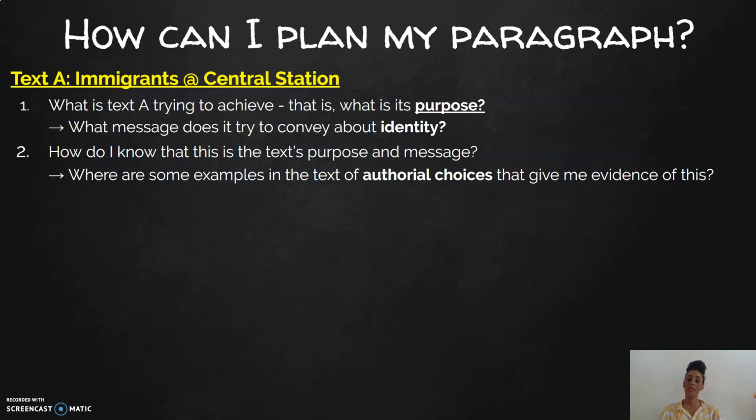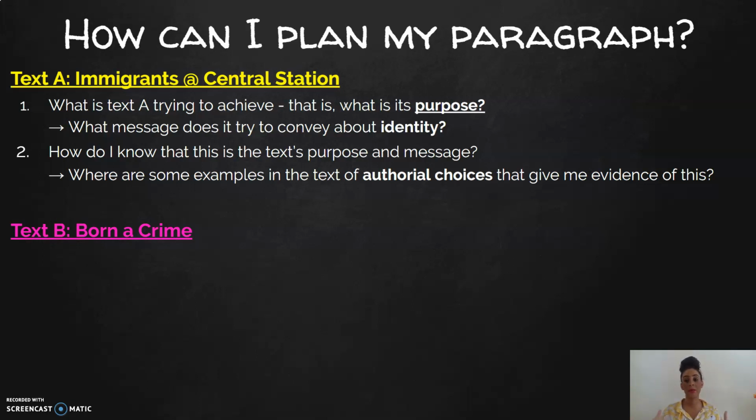It doesn't just mean it has to be a language feature, a stylistic feature. Remember, authorial choices equals stylistic and formal features. That's our formula, okay? So I've done that for text A. I've figured out what the purpose is, and I've pulled out a few examples.